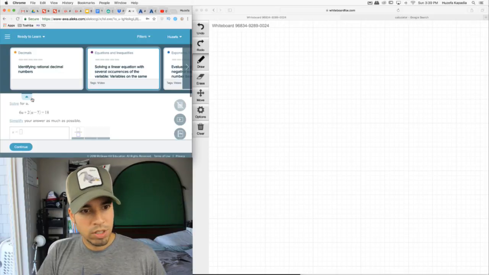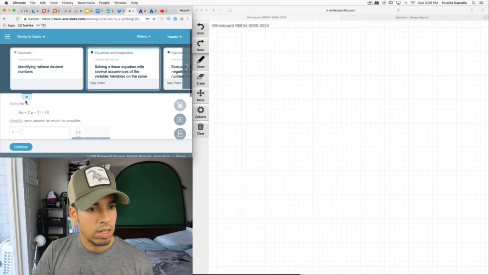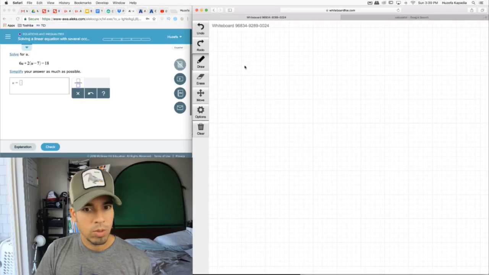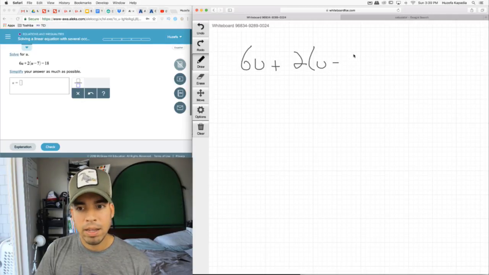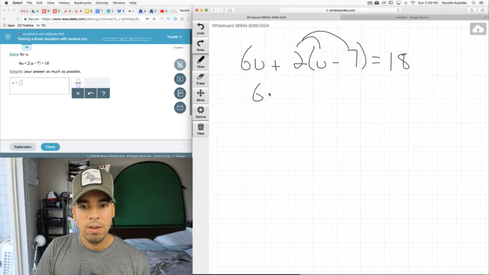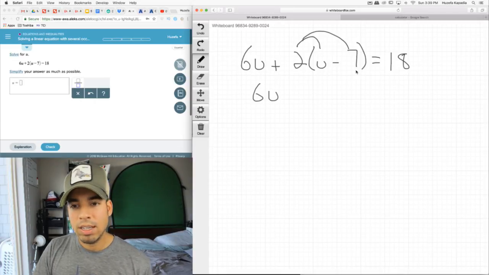Solving a linear equation with several occurrences of the variable on the same side. Here we go. So here's what I'm going to do. I'm going to write this up here, and then I'm going to show you how we're going to evaluate it step by step. First thing is we see parentheses. We need to get rid of those parentheses. That's always going to be my first step. So how do I do that? I'm going to distribute across, because I can't combine these terms.